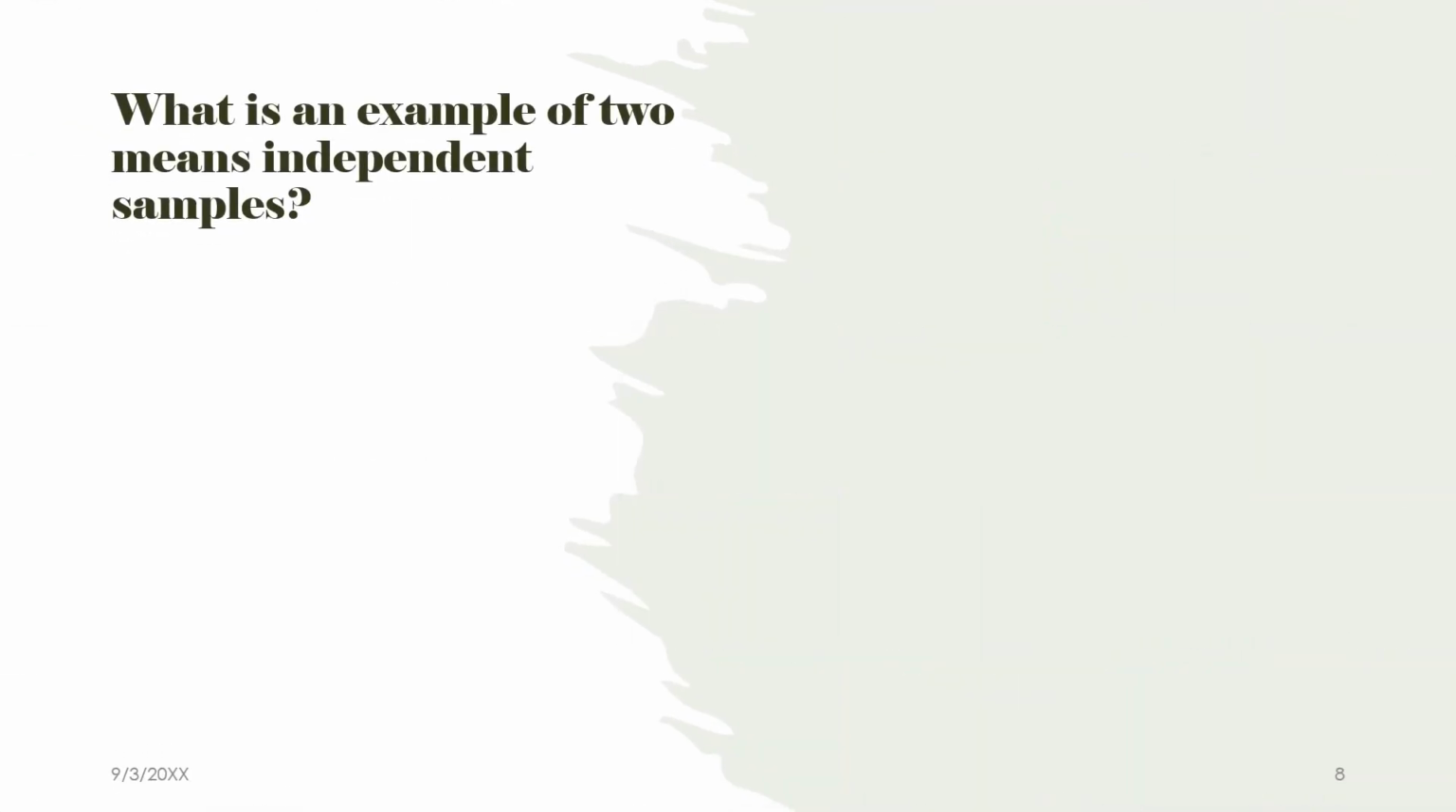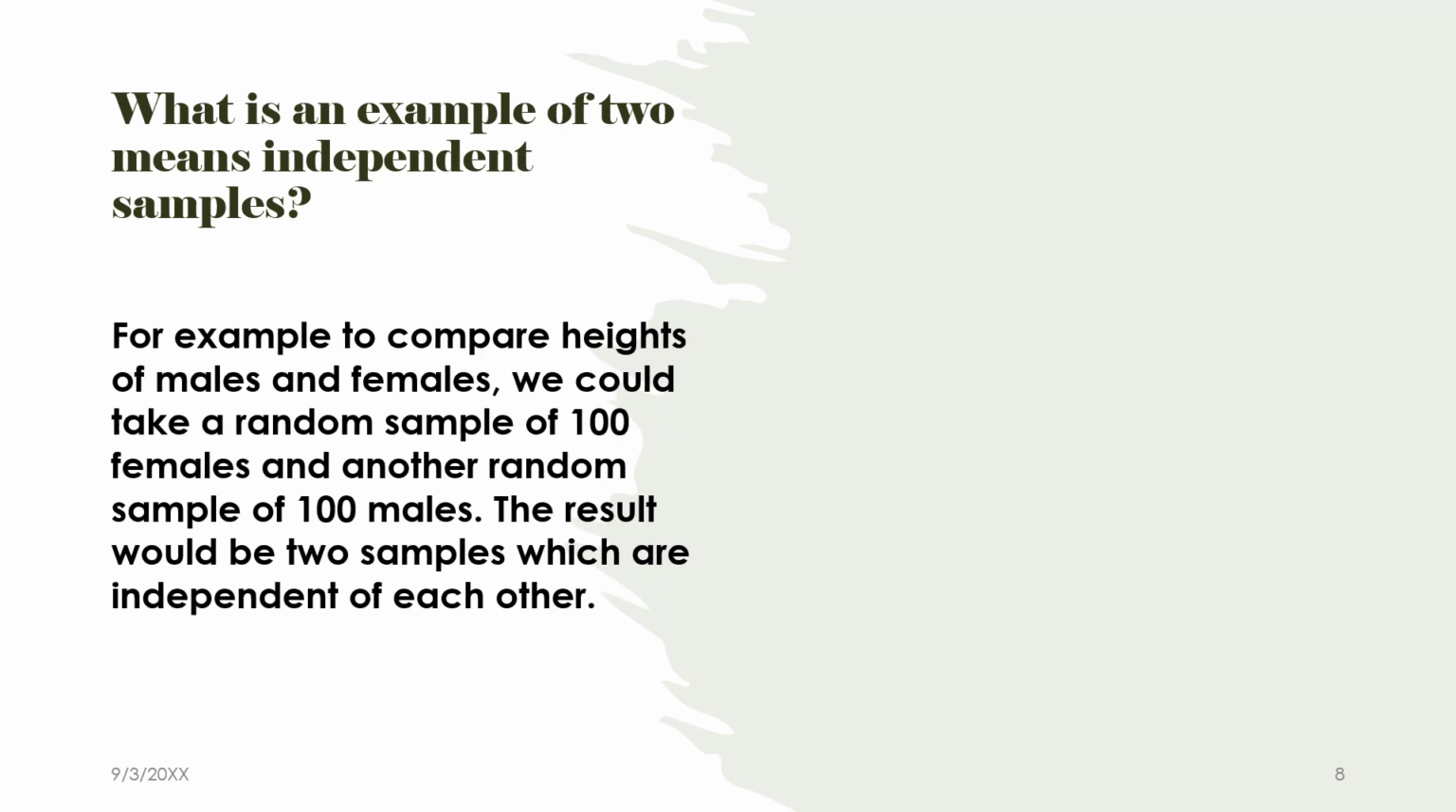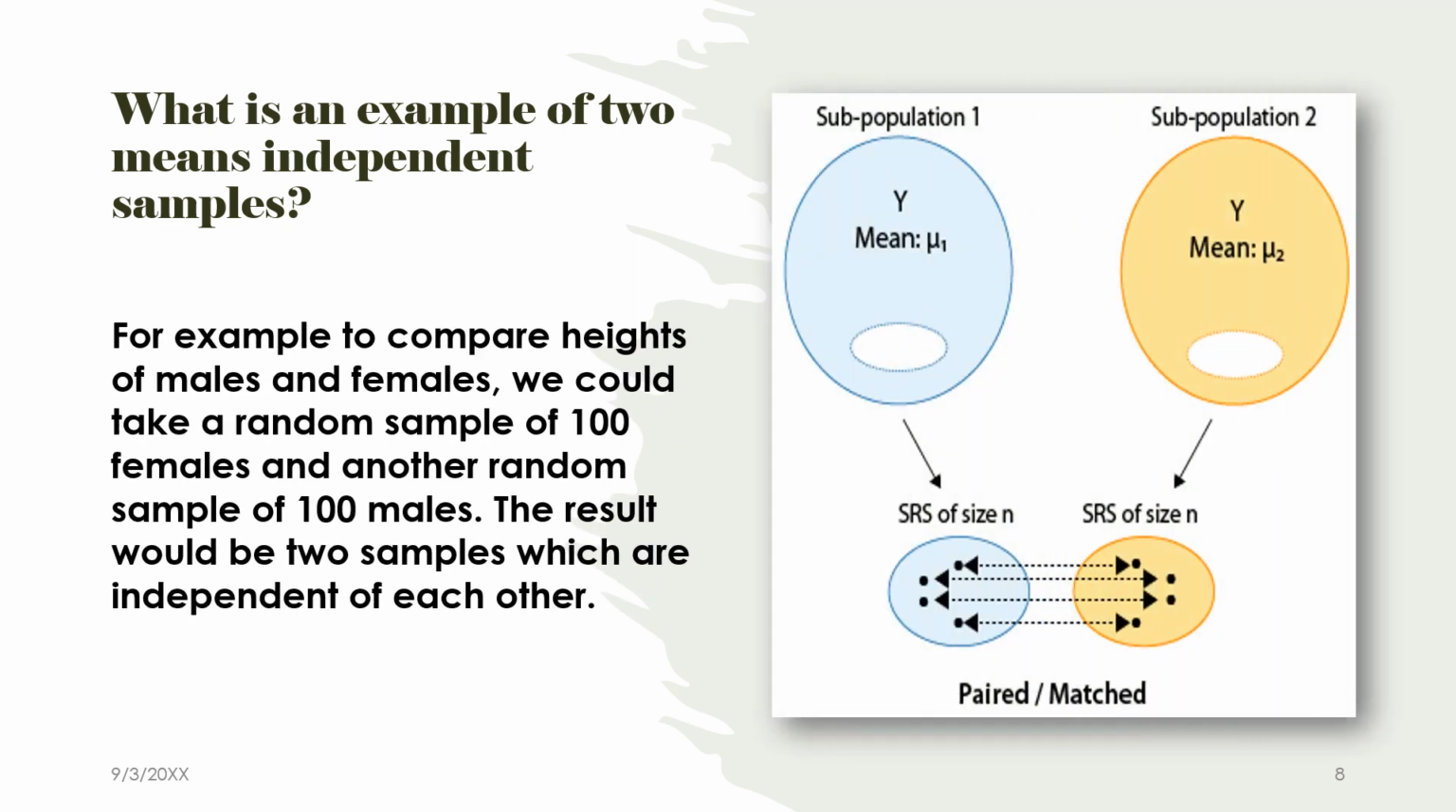What is an example of two means with independent samples? For example, to compare heights of males and females, we could take a random sample of 100 females and another random sample of 100 males. The result would be two samples which are independent of each other.